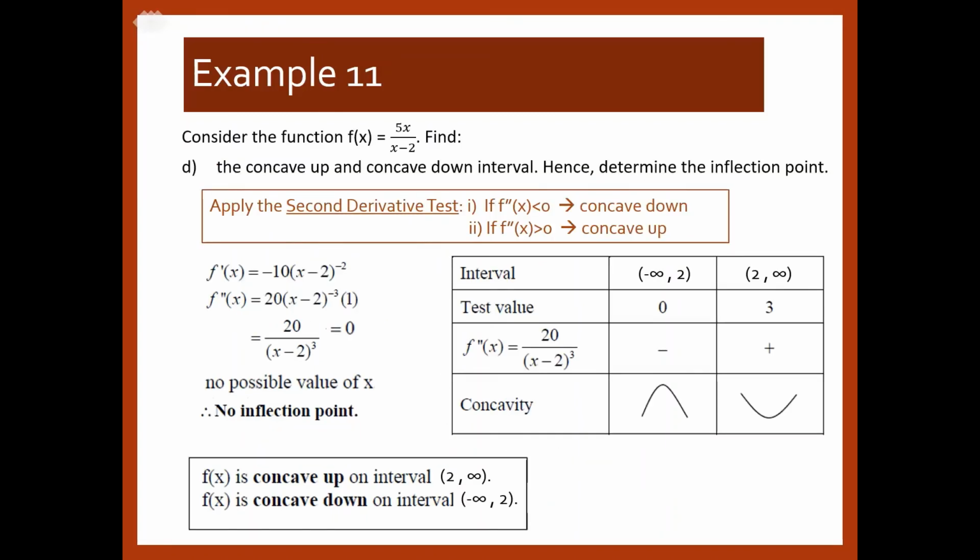To determine the concavity of the function, you need to apply the second derivative test. By solving f double prime x equal to 0, you will notice that x is undefined, meaning there is no inflection point. By taking x equal to 2 as the cutting point of the interval from the second derivative test, the function f(x) is concave upward on the interval 2 to infinity and concave downward on the interval negative infinity to 2.